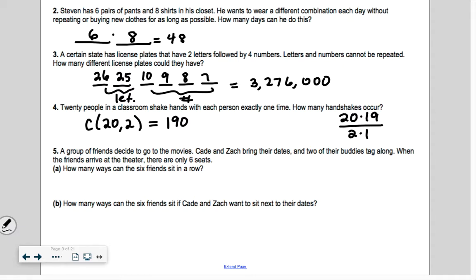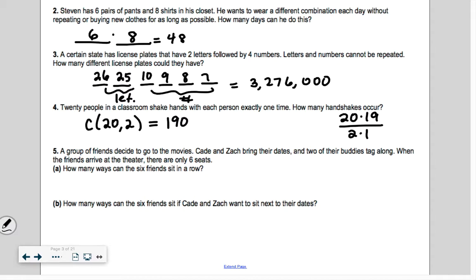All right, a group of friends decide to go to the movies. So Kate and Zach bring their dates, and 2 of their buddies tag along. You guys are claiming the buddy spot? All right. When the friends arrive at the theater, there are only 6 seats. How many ways can the 6 friends sit in a row?